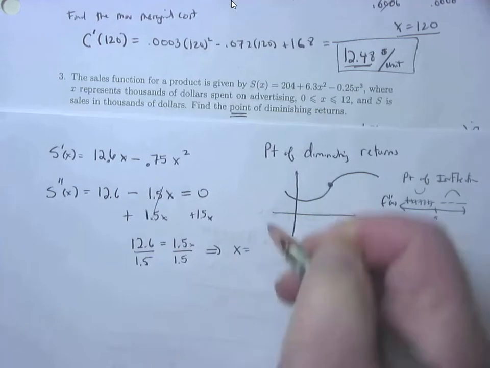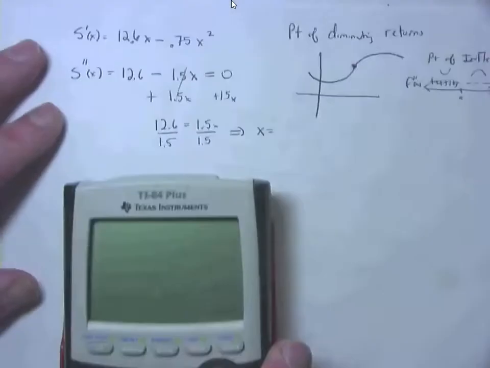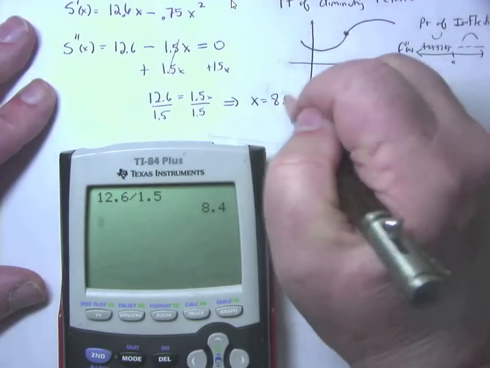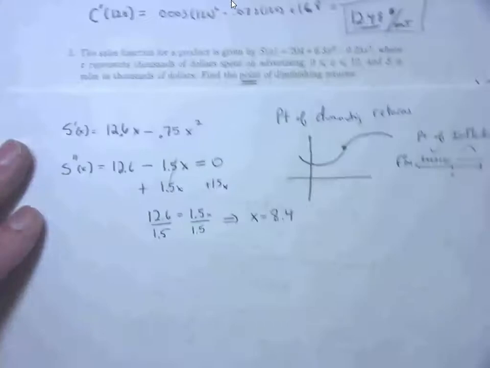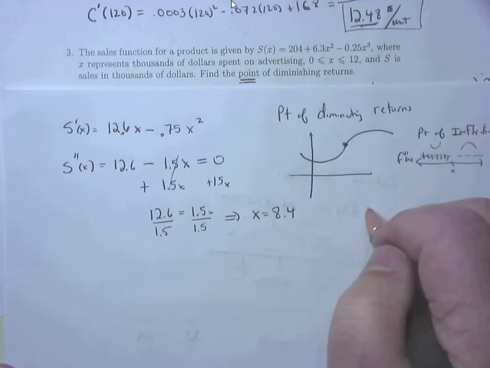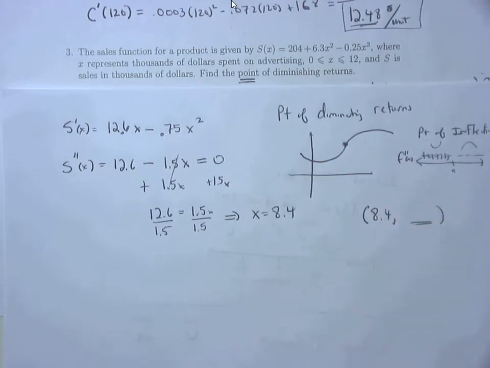And this is going to give me x equals, on the handy dandy calculator here, 12.6 divided by 1.5, which is 8.4. Now, if they want you to find the point of diminishing returns, you can make this a particular point by actually finding the y-coordinate. So you know your x is 8.4. To figure out the y-coordinate, we're just practicing here, you've got to plug it into what?